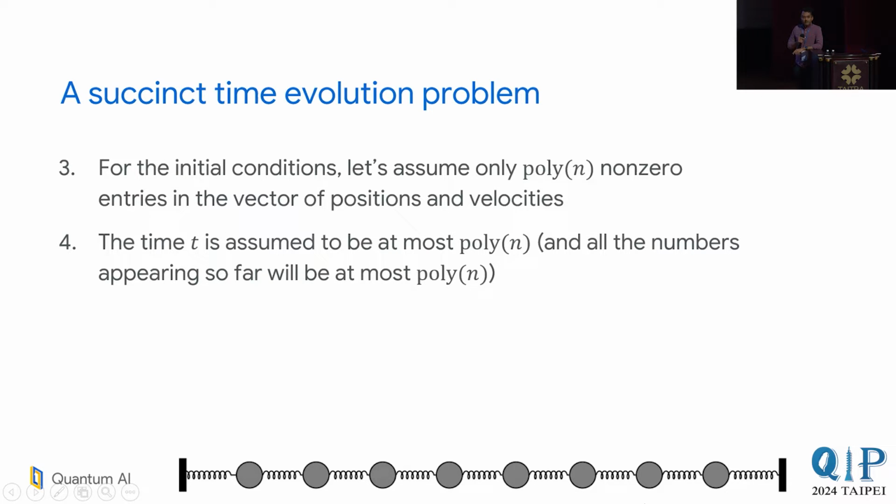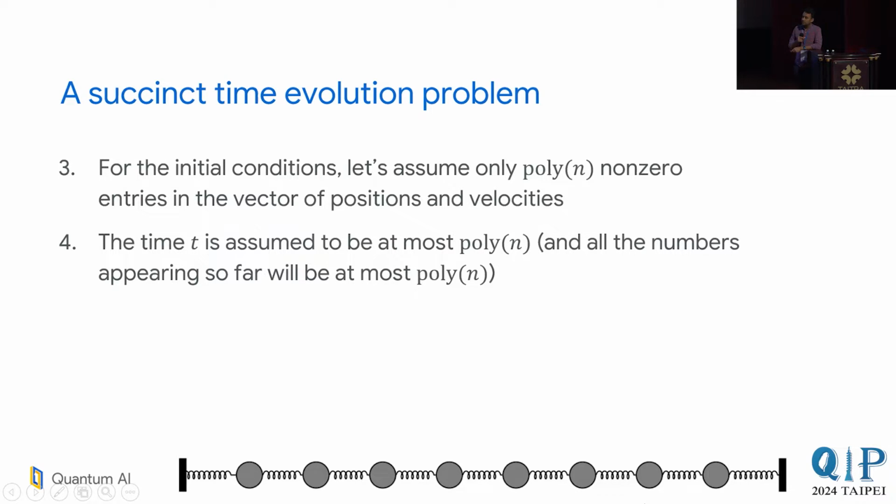And finally, let's talk about the output. The same question arises. You want to specify all of these numbers. There's 2 to the n of them. We can't write them all down. We want to come up with a polynomial-sized description. And unlike the input, you can't just assume that some of them are non-zero, because that's not in your control, right? The output is just what the system is doing at time t.